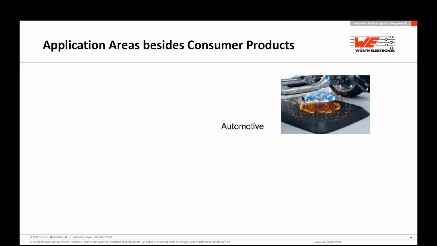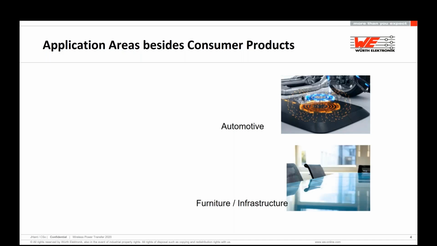Applications. Besides these very well-known consumer products in the market, we have different kinds of other products. This could be in the automotive area, like we can see here in the picture. It's a BMW charging plate to charge a mobile or a whole car. Or you can also charge your mobile on any kind of infrastructure or furniture, like you will have it on trains, airports, in the plane itself, for example, or at home or in the office.